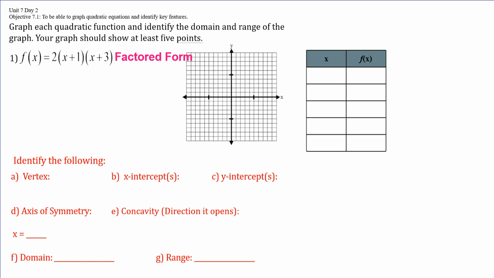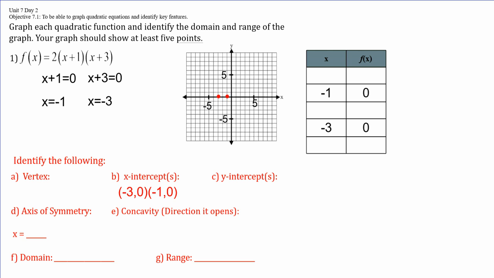That's good news for us because we can take each factor, set it equal to 0, and figure out what x values we need for our x-intercepts. So in doing so, again, we're undoing each of these two equations. x equals -1 and x equals -3. So we know the x-coordinates of the x-intercepts, and we can put them on the graph. We can also put them in our table.